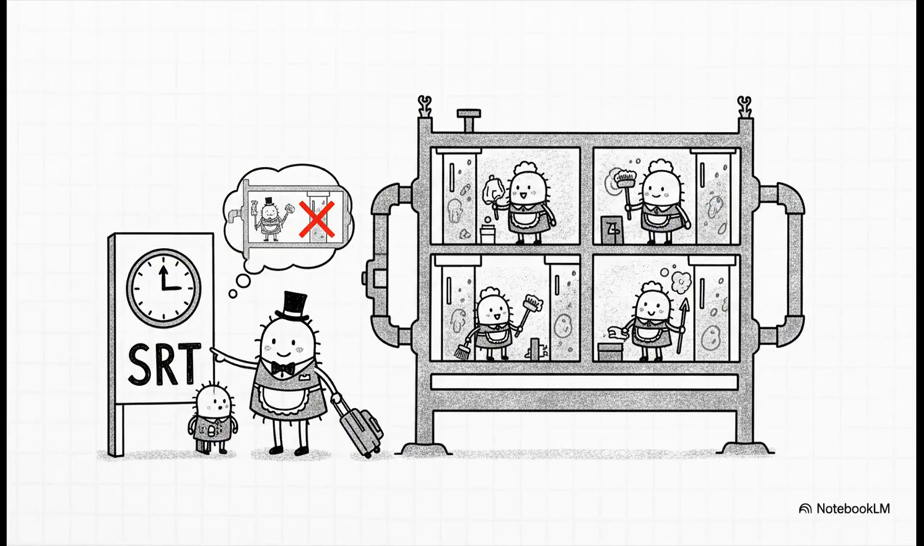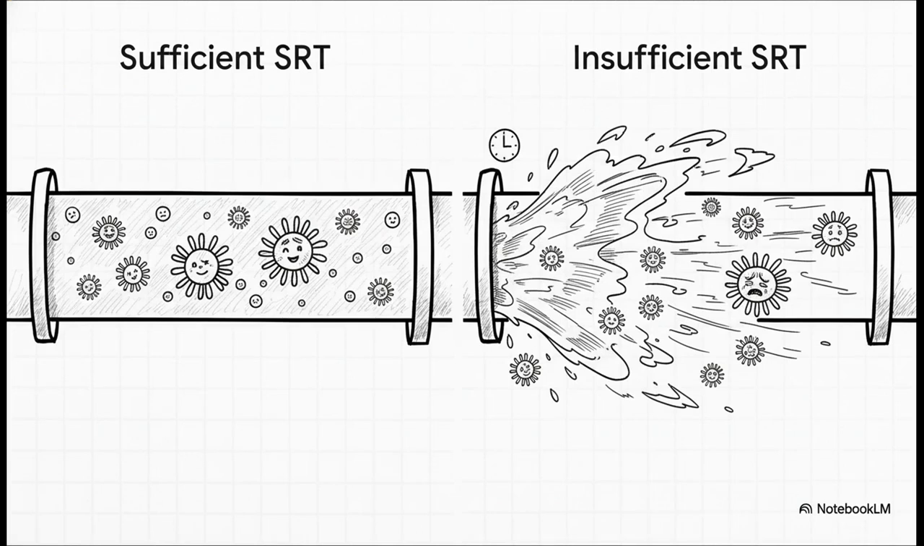Okay, but here's an easier way to think about it. Picture a microbe hotel. All the microorganisms are the guests, and their job is to clean the place up. Well, the SRT is basically the hotel's rule about the minimum length of stay. If the microbes check out too early, the job just doesn't get finished. Simple as that.